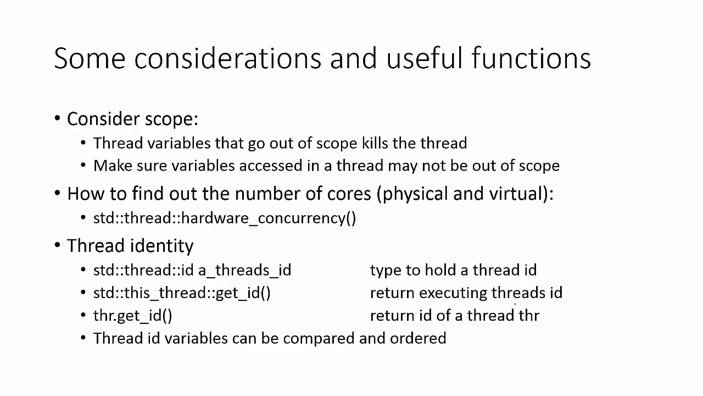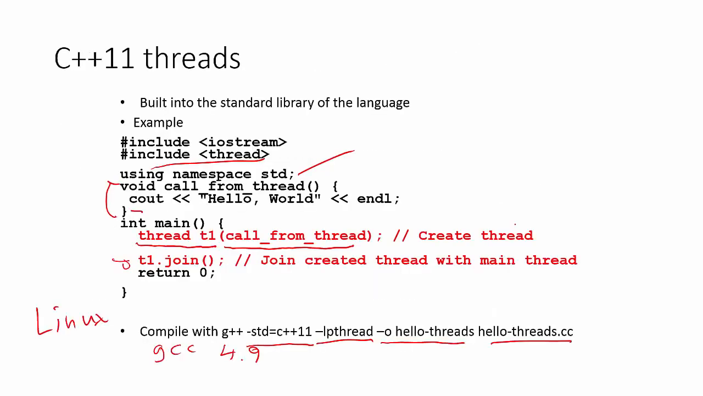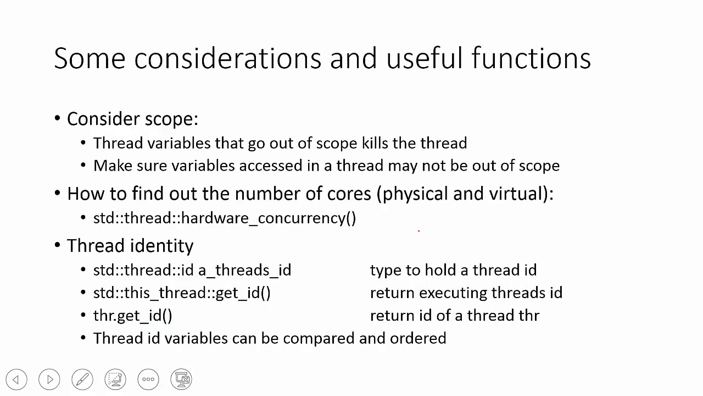So some considerations here. For instance, consider scope. If you have a thread variable that goes out of scope, that will kill the thread. So going back to this example here, if you didn't have the join and instead let the main thread exit, and maybe the call from the t1 thread did not have the possibility to start or even finish executing, then if the main thread exits, the t1 thread variable will go out of scope, and then the thread will be cancelled without having the chance to finish executing. And the solution here is, of course, to do the join so that main does not exit beforehand.